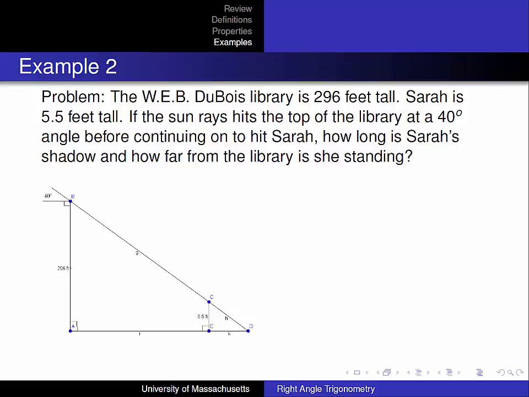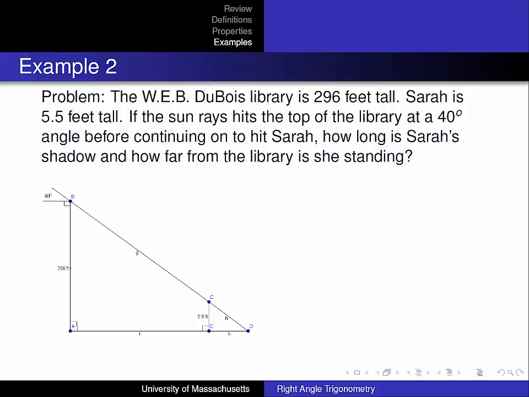And then on the right-hand side, or I guess sort of in the middle, we have our side EC, and that's Sarah. So that's labeled 5.5 feet, because she's 5.5 feet tall. And then the diagonal line connecting point B to point C, that ray is our sun rays. So you can see they're coming in and hitting the library at a 40-degree angle before continuing on to hit Sarah and then traveling on until they hit the ground.